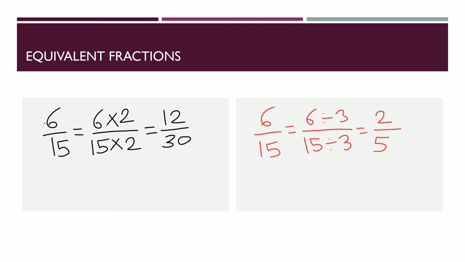We take same example, 6 upon 15. To get equivalent fraction, we divide 6 by 3 and 15 by 3, the same number. So we get 2 upon 5. Means 12 upon 30 and 2 upon 5 are equivalent fractions, and also 6 upon 15 are equivalent fractions.